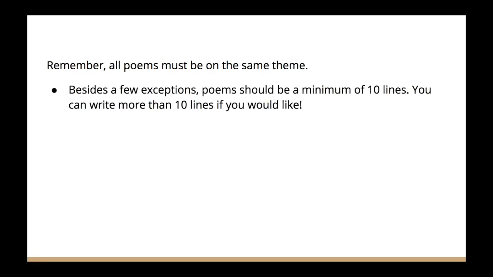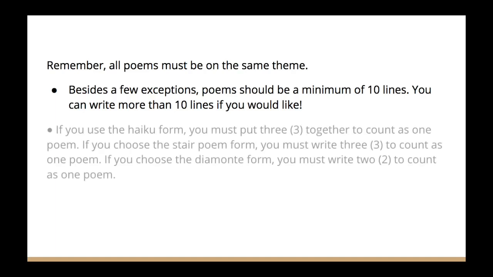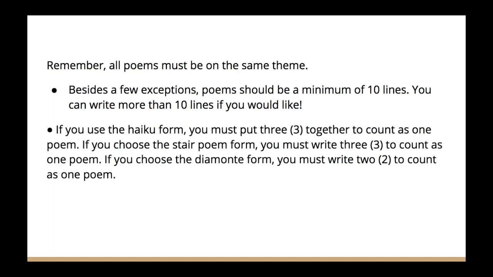Besides the few exceptions, poems should be a minimum of 10 lines. That means you can write more than 10 lines if you would like. For the exceptions, if you write a haiku, you're actually going to write 3 to count as 1 poem. If you choose a stair poem form, you're going to write 3 stair poems to count as 1 poem. And if you choose the diamante form, you're going to write 2 of those to count as 1 of your 3 poems.